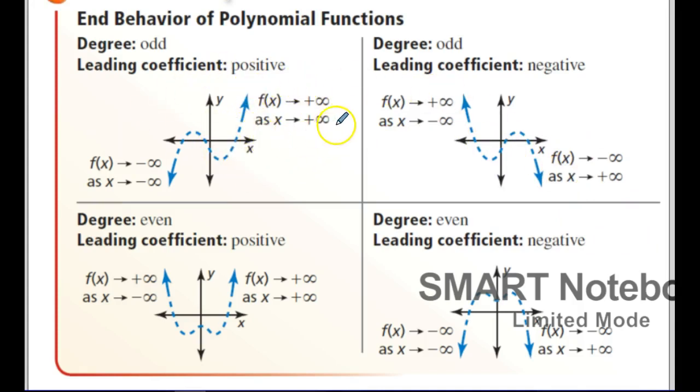And how we read this mathematically is f of x approaches positive infinity as x approaches positive infinity. That's just kind of how you read these little statements.